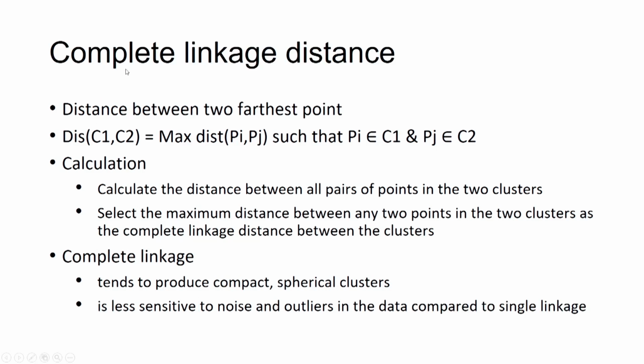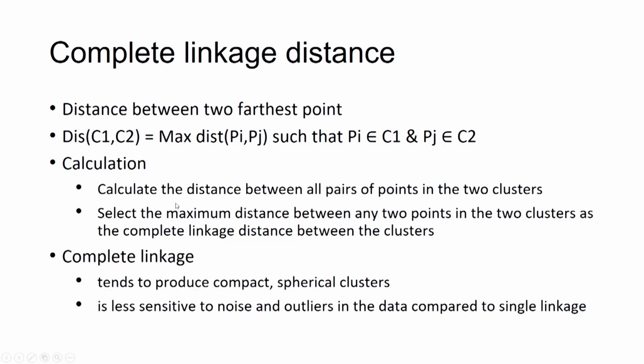Then there is another way, that is complete linkage distance. This can also be used to find the distance between two clusters. In this case, the distance between the two farthest points of these two clusters is taken as the distance between these two clusters. So, that is written here: distance of cluster 1, cluster 2 is equal to the maximum of distance Pi Pj, where Pi belongs to C1 and Pj belongs to C2.